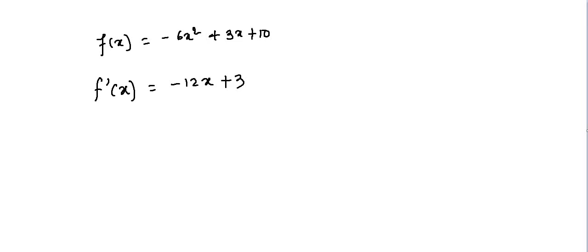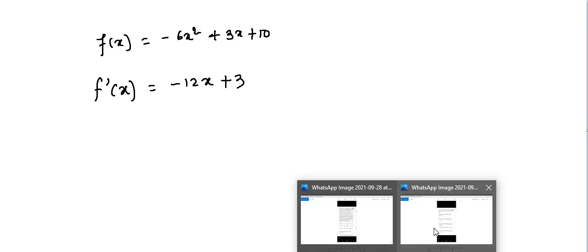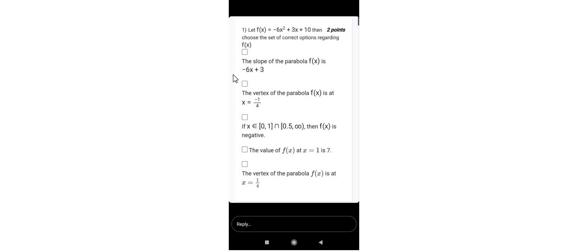Let's see whether the same option was given or not. So look, option 1, it is minus 6x plus 3. So option 1 is incorrect. The next, we have to find out the vertex of the parabola f of x. For finding out the vertex, it's quite simple.